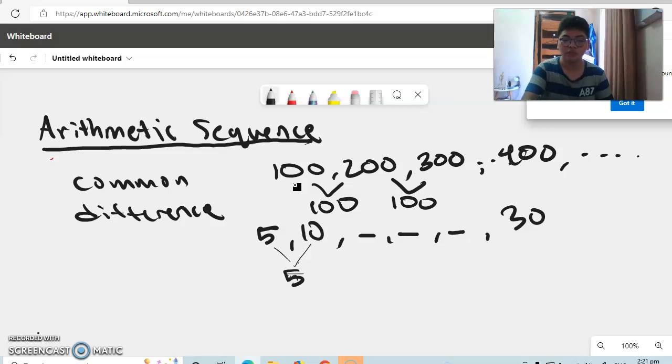To be sure what's the common difference, you need 3 numbers beside each other like this. But you only have 2 here, so you can't be really sure. But you can, again, like I said, use trial and error. So 10 plus 5 is 15, that's 20, that's 25. Here, our trial and error has succeeded, and now we found the common difference, which is 5.